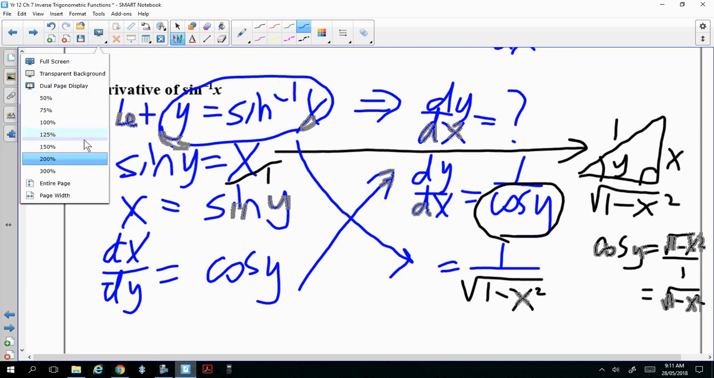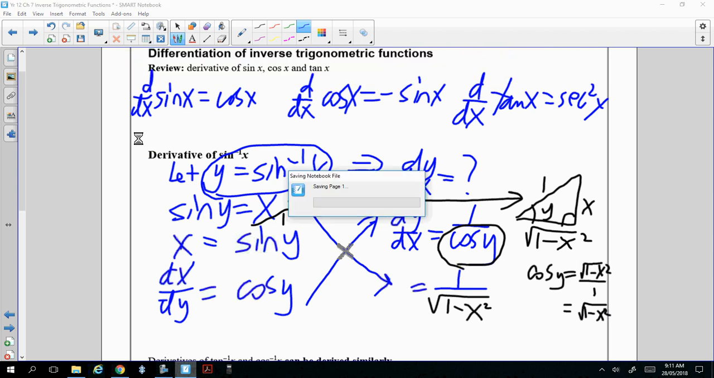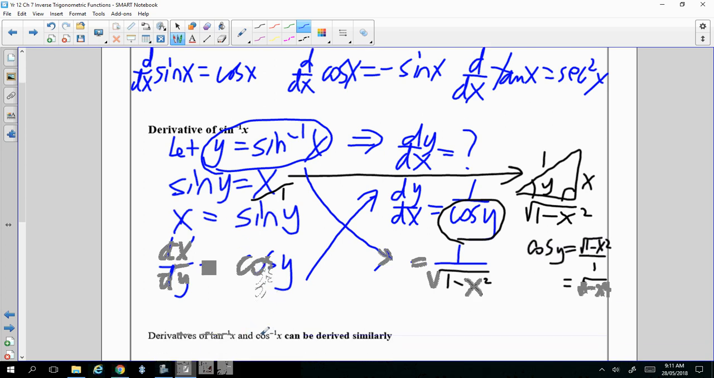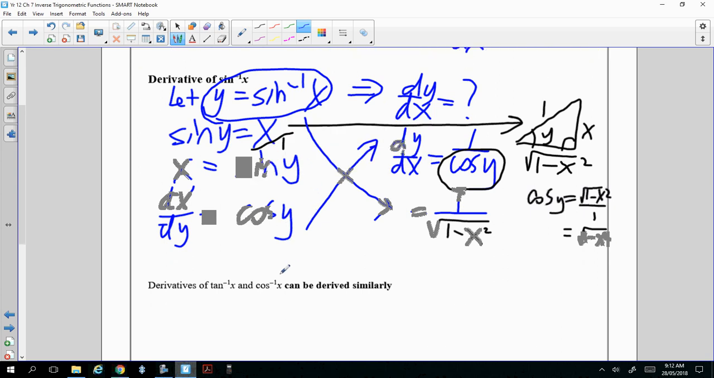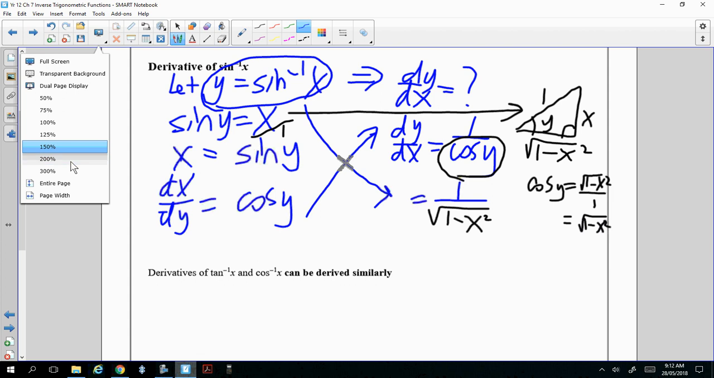The proof is not examinable, but it just shows you where the formula comes from. A very similar proof works for the derivative of cos inverse and the derivative of tan inverse. You do exactly the same thing. Maybe we'll go through it as well. You could try to differentiate cos inverse by yourself, but we'll just differentiate tan inverse because it's a bit different. You can refer to the textbook.